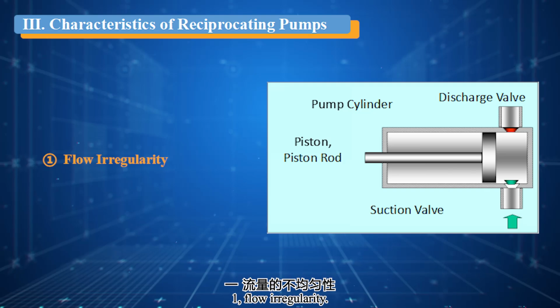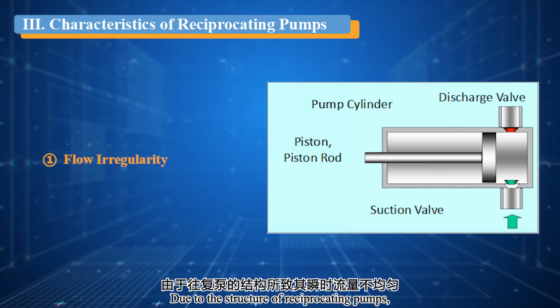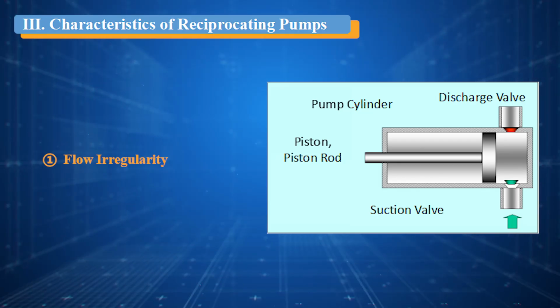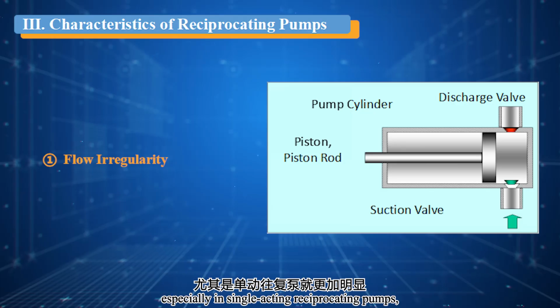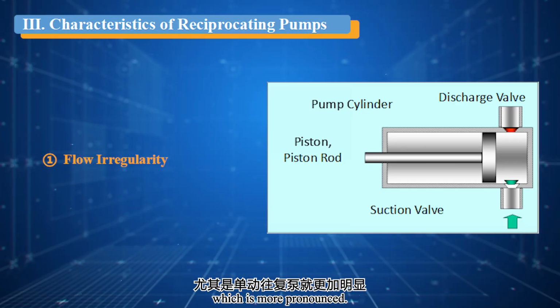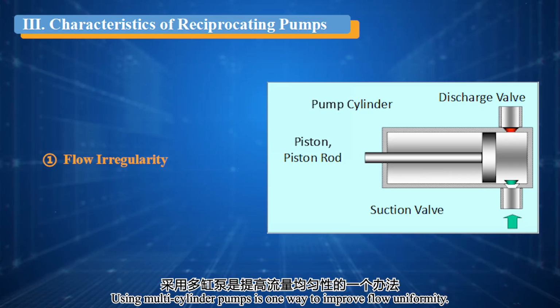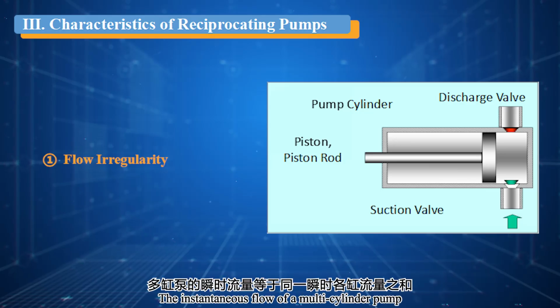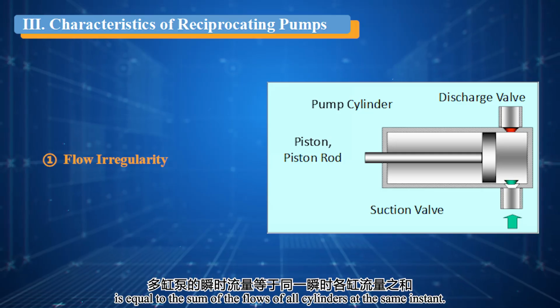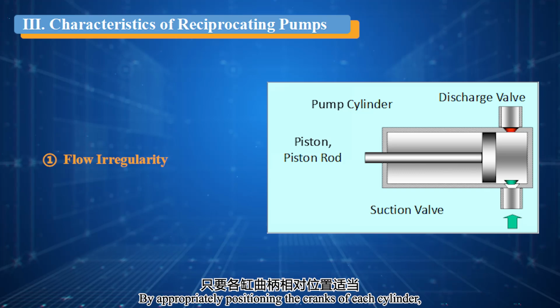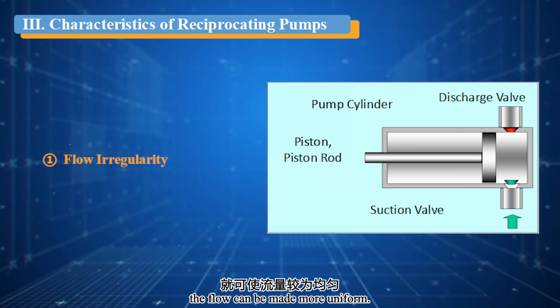First, flow irregularity. Due to the structure of reciprocating pumps, their instantaneous flow is irregular, especially in single-acting reciprocating pumps, which is more pronounced. Using multi-cylinder pumps is one way to improve flow uniformity. The instantaneous flow of a multi-cylinder pump is equal to the sum of the flows of all cylinders at the same instant. By appropriately positioning the cranks of each cylinder, the flow can be made more uniform.